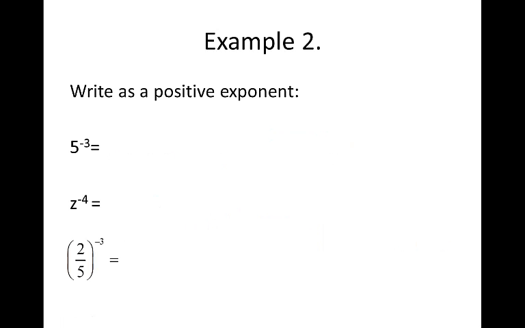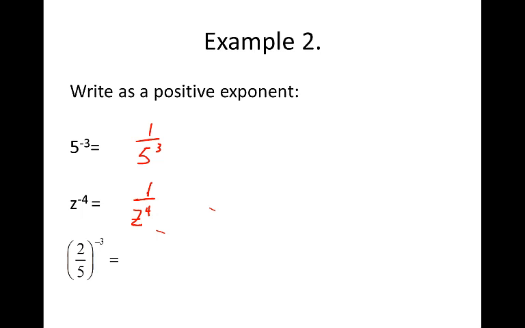Okay, now it's your turn. Go ahead and write these as a positive exponent. Okay, welcome back. I know you paused it. So, this first one, 5 to the negative 3, is going to be what? 1 over 5 cubed. And we'll leave it like that, just write as a positive exponent. What about z to the negative 4? 1 over z to the 4th.